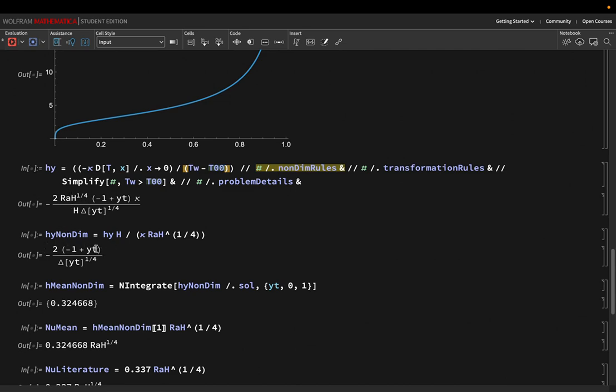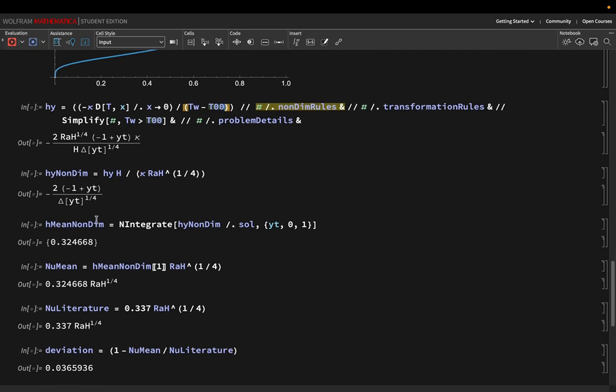All I have to do is remove these terms again, integrate from 0 to 1 to get the mean value. The mean value I'm getting is around 0.324. So once I have the h mean, the Nusselt number is this non-dimensional number times Ra to the power 1/4. That is the term that I am having there. And the literature value is close to this one, so the error is within 3.6% or so.